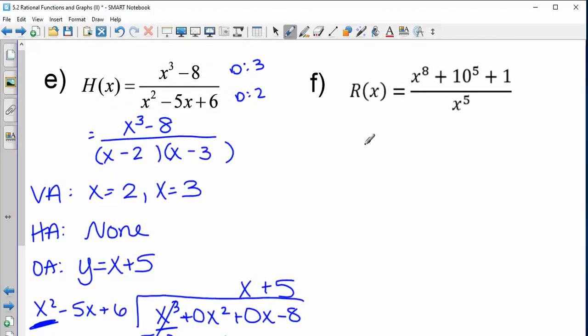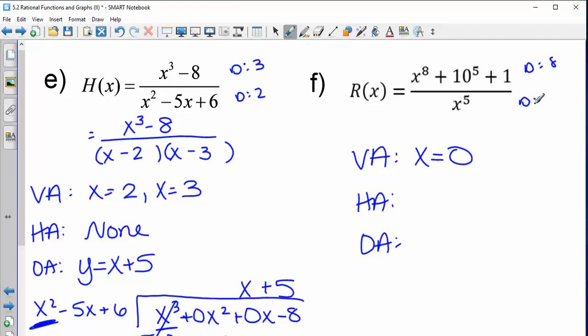This one, I can't necessarily factor the bottom. Vertical asymptote: what makes x to the 5th equal 0? 0. It doesn't matter with multiplicities in terms of an asymptote. It doesn't matter that same thing would show up 5 times. It's just x equals 0 for your vertical. Horizontal or oblique: what's the degree of the top? Bottom? So, can you have a horizontal? No. Can you have an oblique? No. So there is none of either one.